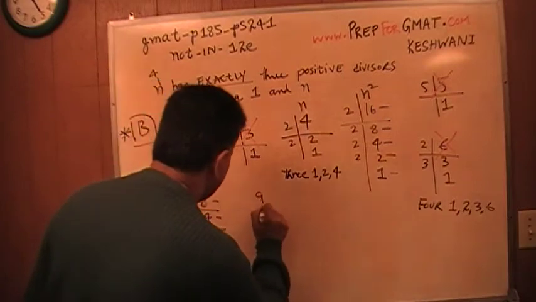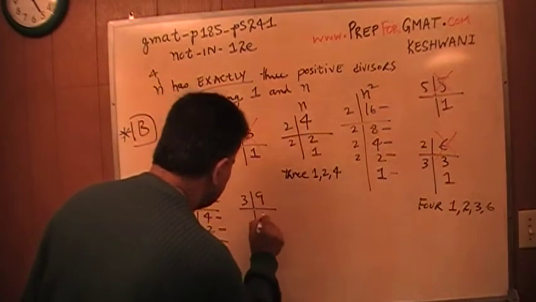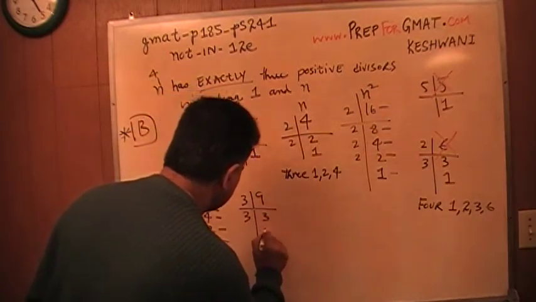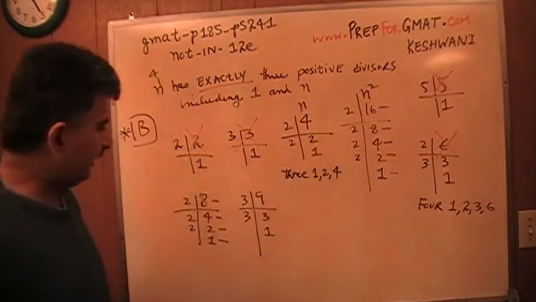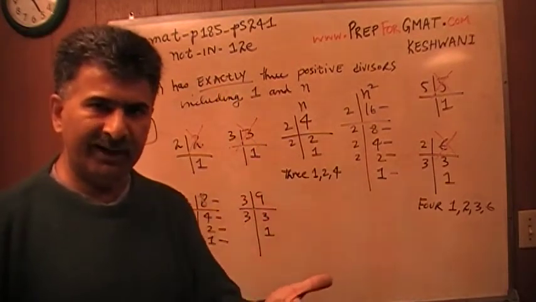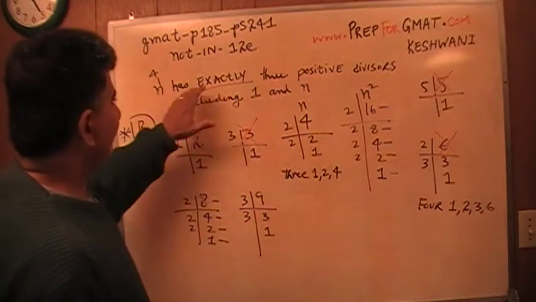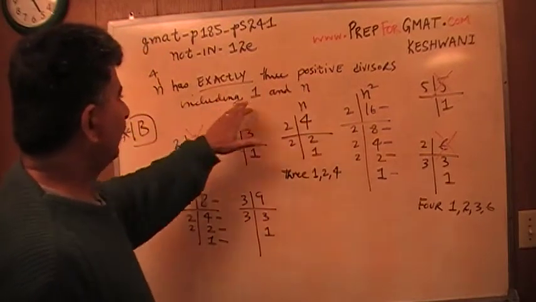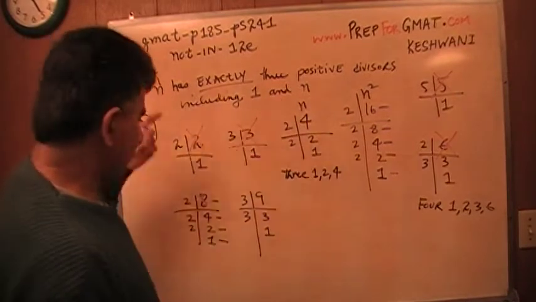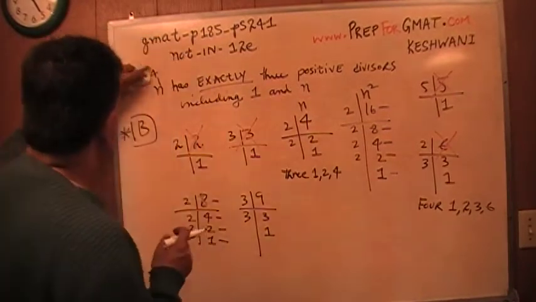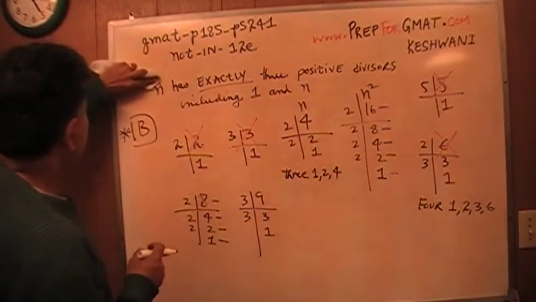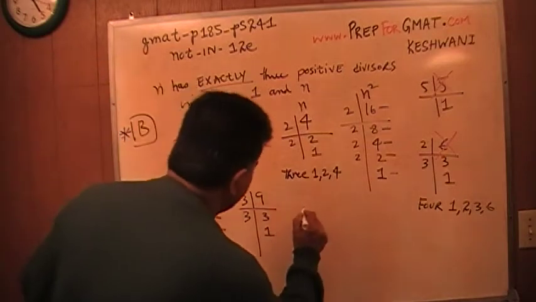Let's try 9. Oh, there you go. 9 would work. 9 has 3 divisors. 9 goes evenly into 9 itself, it goes into 3, and it goes into 1. I'm looking for n that has exactly 3 divisors, including 1 and 9. So let's try 9 now. Let's find n squared.